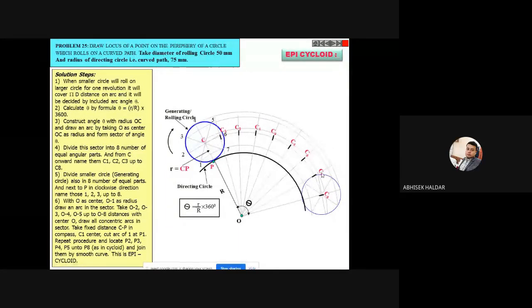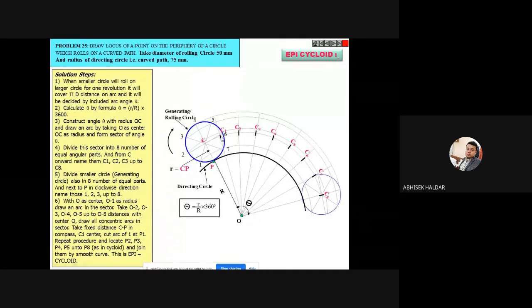If it is clear up to this, now I will tell you the final step to get the locus points. It is similar to the cycloid. Take your compass. Take the length CP, the radius of this rolling circle, which is nothing but small r. Take it in your compass.